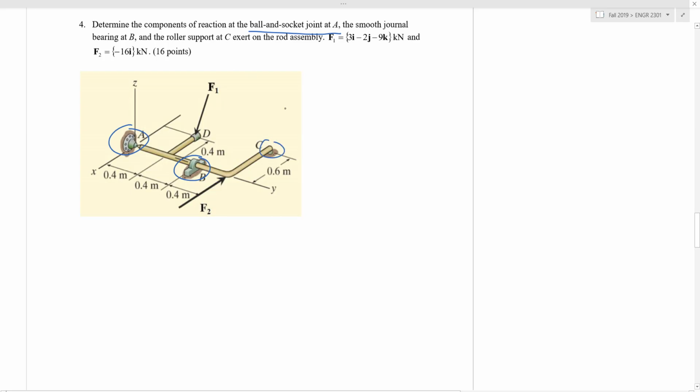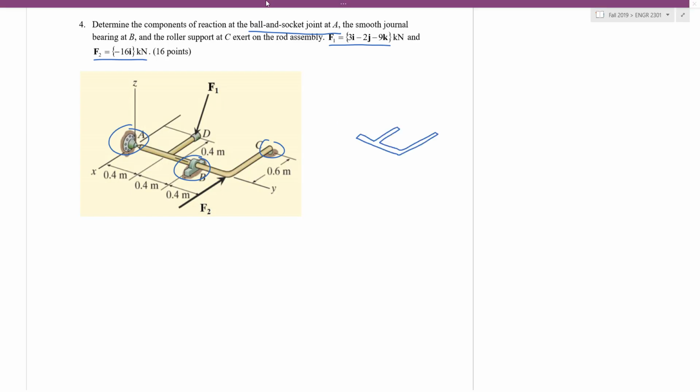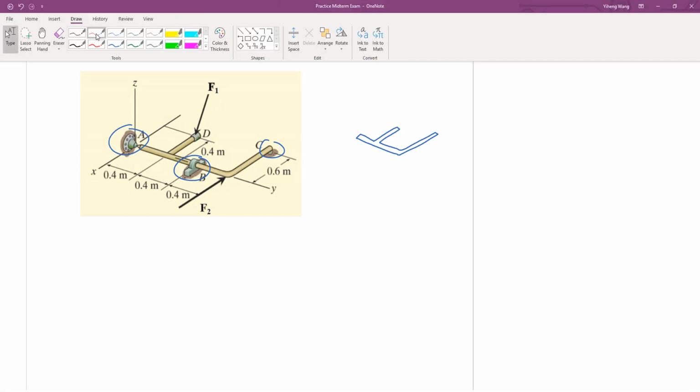And we are given the load, two forces given as Cartesian vectors, F1 and F2. So this is a rigid body 3D problem. So right away, you need to know that for one free body diagram for a rigid body 3D problem, we're going to have overall 6 scalar equations, and we can solve for 6 unknowns. Okay, so let's draw our free body diagram.